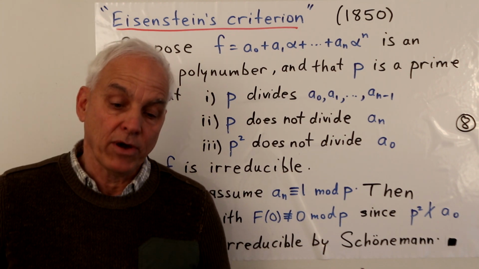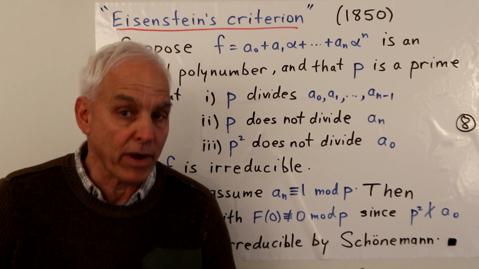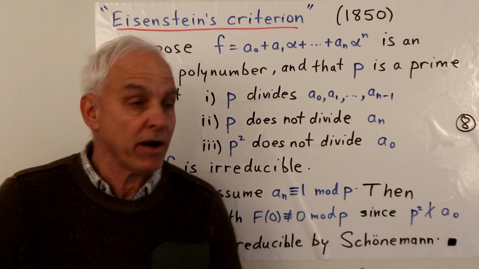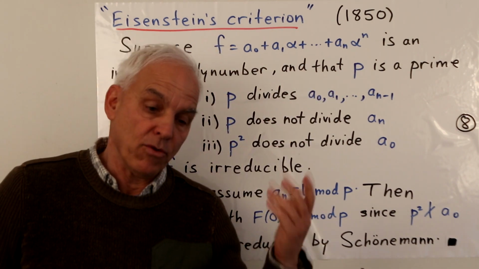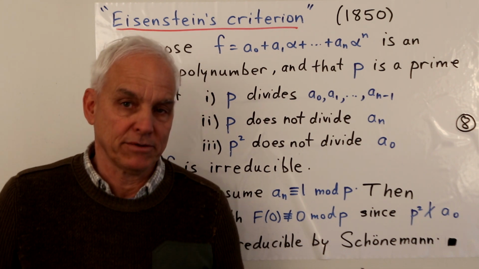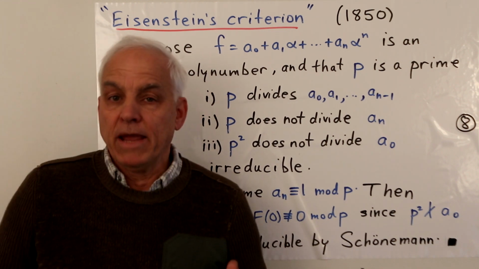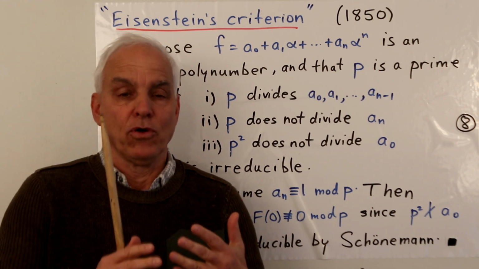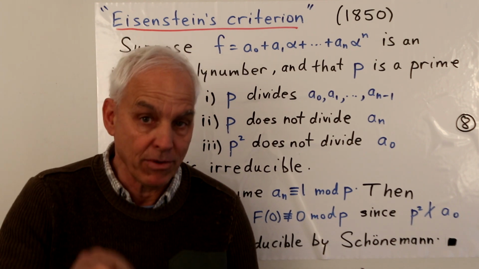So that's an interesting story. Certainly, Schoenmann deserves at least equal credit to Eisenstein. So from now on, let's call this criterion, or the other one, the Schoenmann-Eisenstein criterion. Spread the fame around a little bit, okay? Now, we are making good progress. We now have control over these cyclotomic polynumbers phi sub p, when p is a prime.